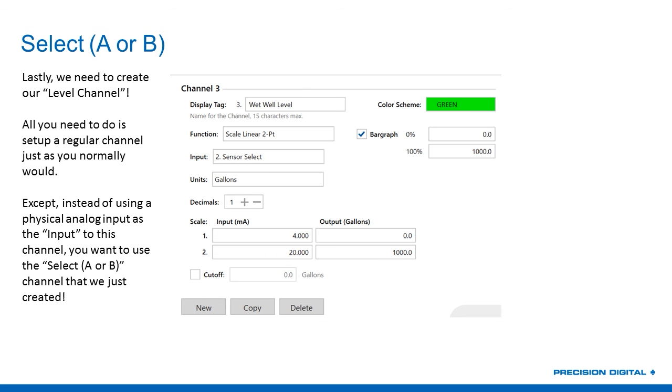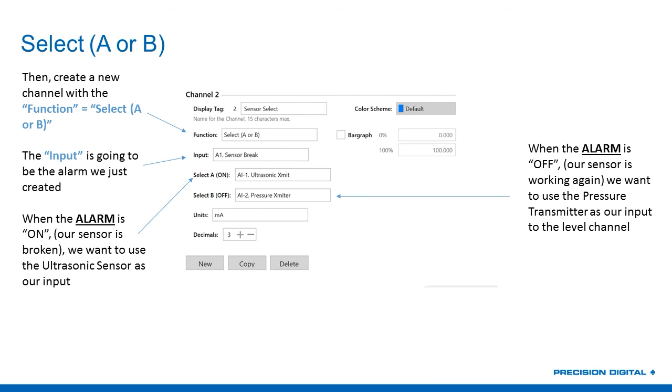Hold on, let's see. Someone asked, what if the submersible transducer starts working again? To answer that question, when the submersible transducer starts working again, it will actually be the input to the level channel. So as you can see with this Select A or B, what we are saying here is when our submersible transducer is off, take readings from the ultrasonic sensor. When the pressure transmitter comes back online, let's ignore the ultrasonic transducer and take readings from the pressure transmitter.